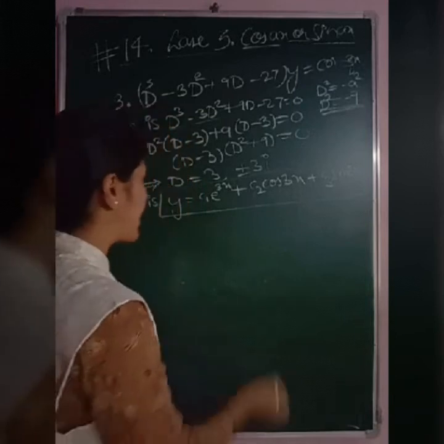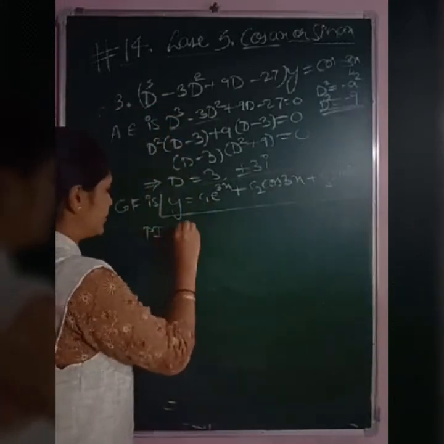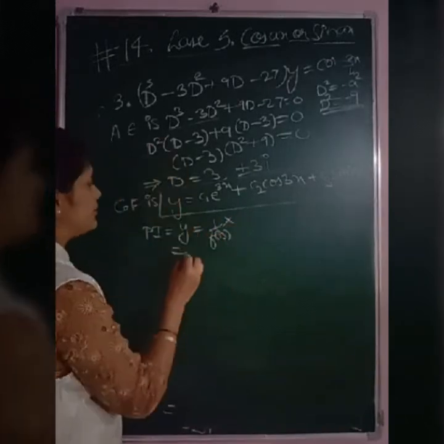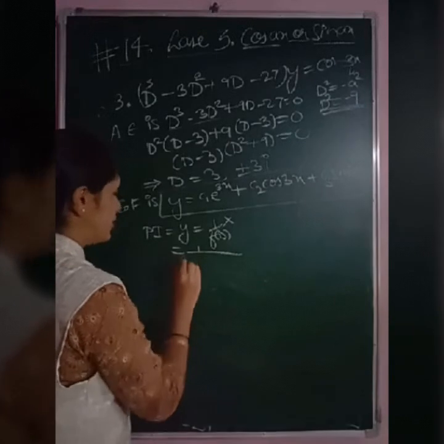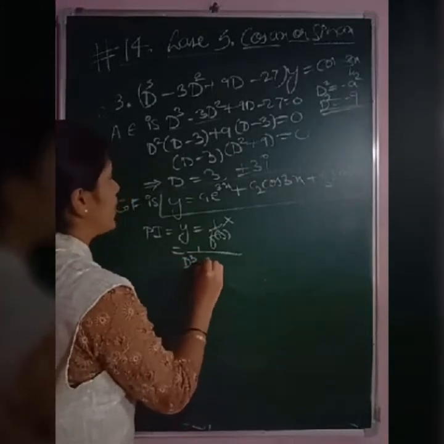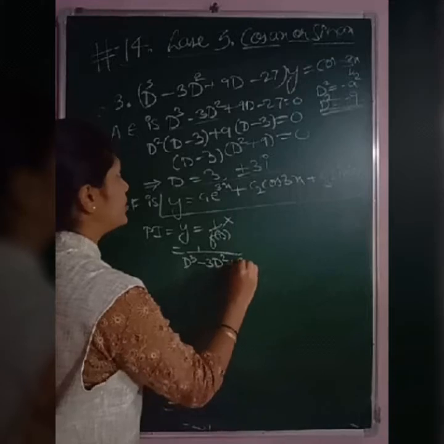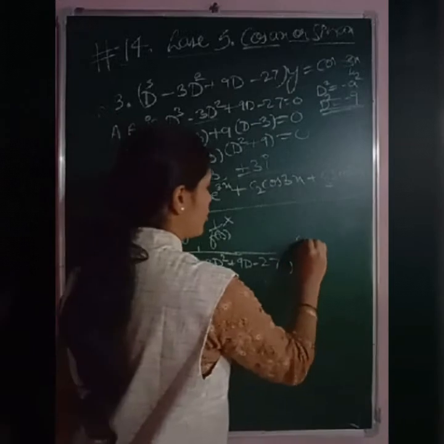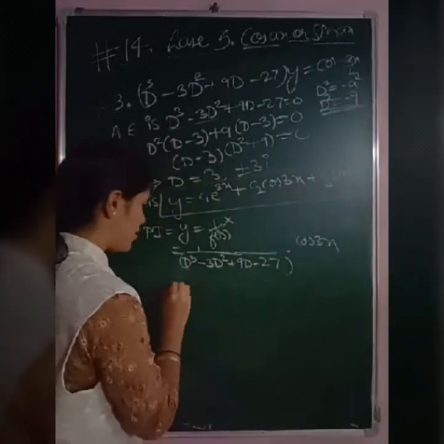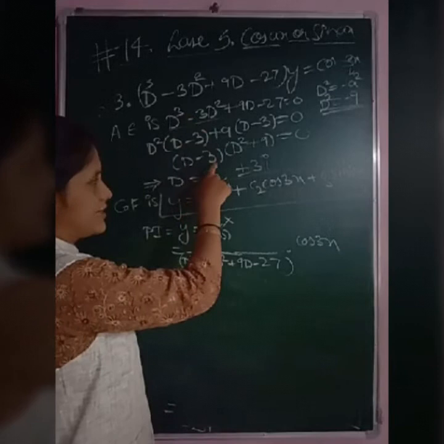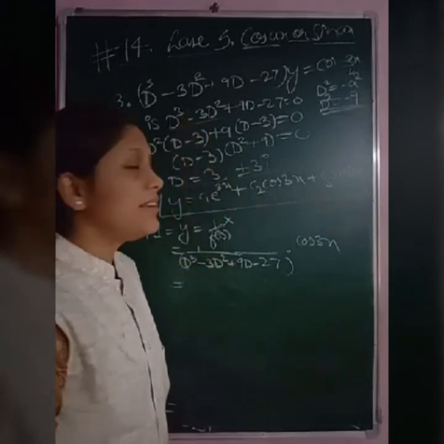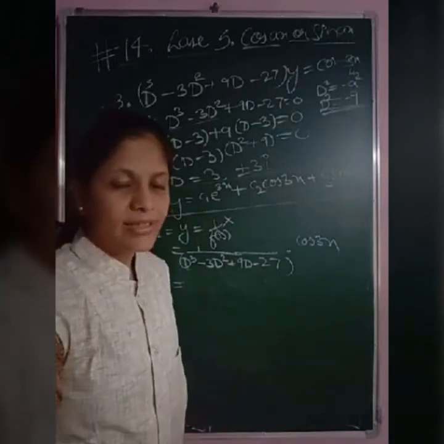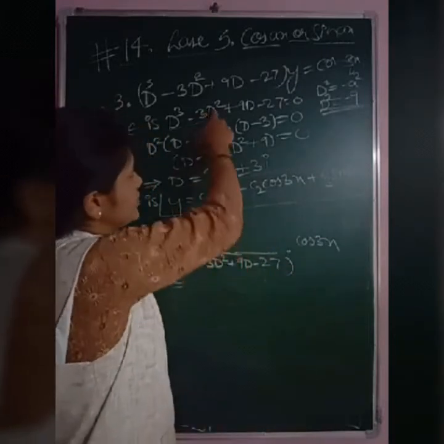Now let us write PI. PI is nothing but y is nothing but 1 upon f(D) of x. For this example, it is 1 upon D cube minus 3D square plus 9D minus 27 of cos 3x. Further, this can be written as this. But because again D is there, D square into D, again it becomes little tough to solve. So this and this both are equal.